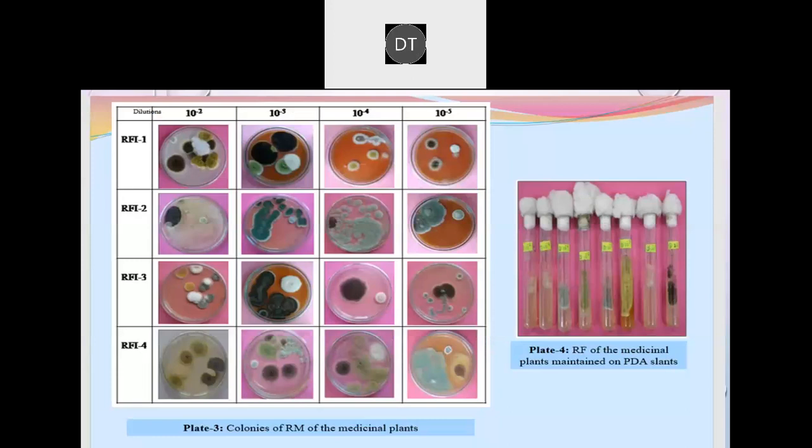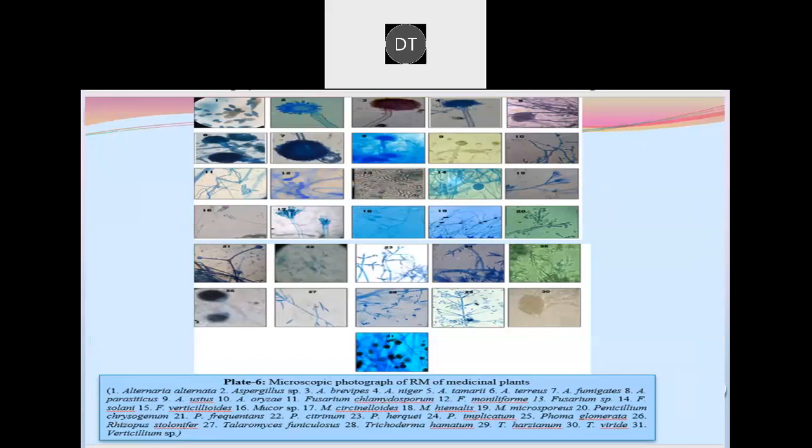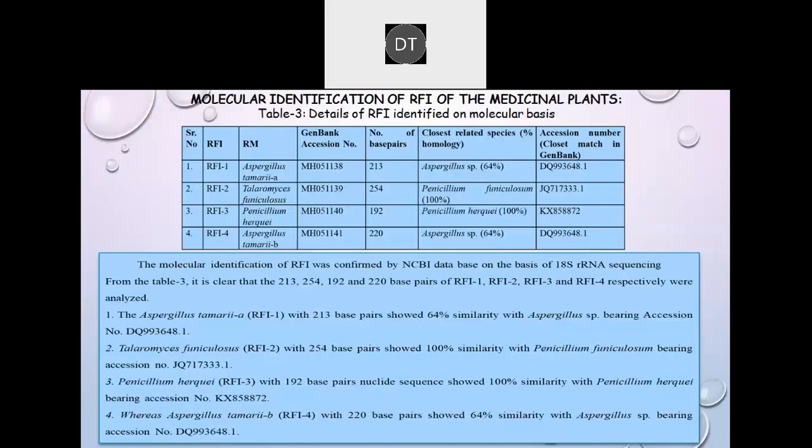This is the photograph of the microscope. This is the photograph of the fungal plates, and a slant of the cultured fungi. Next, this is the microscopic photograph of the isolated 31 fungal species.